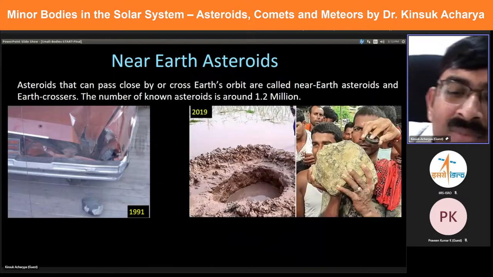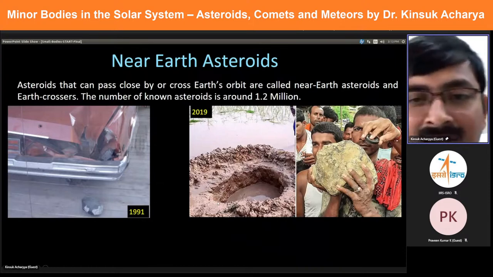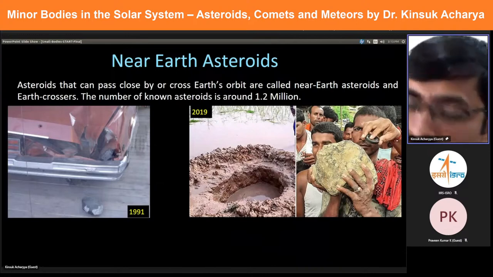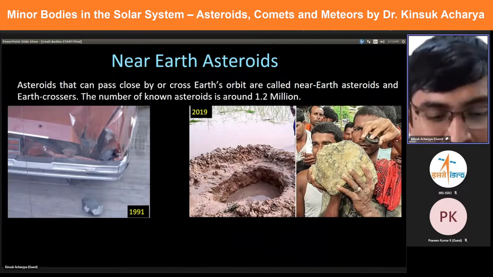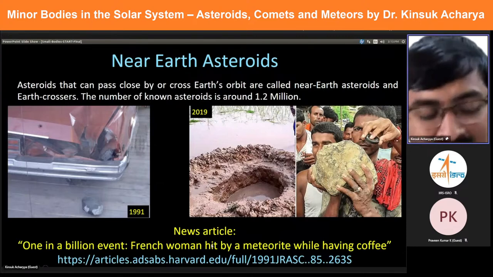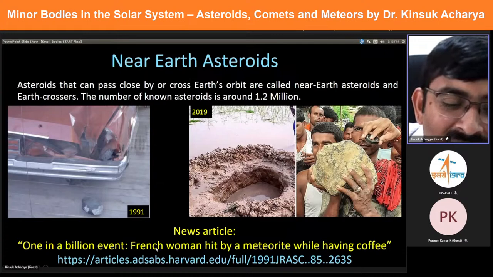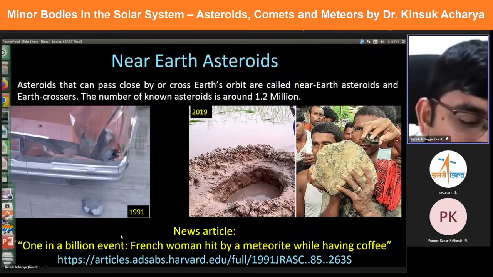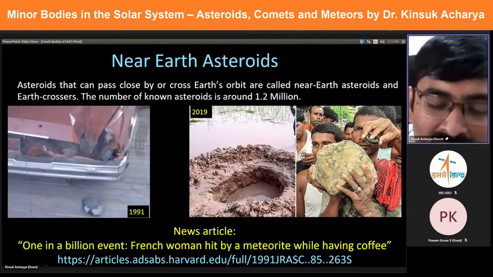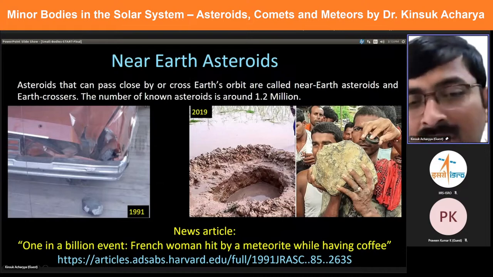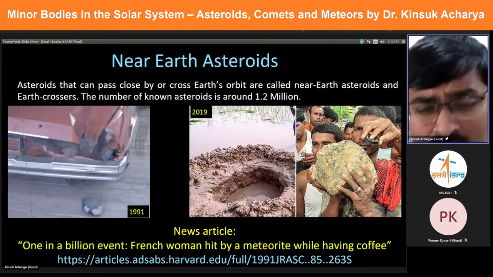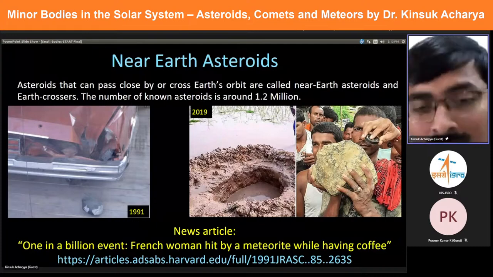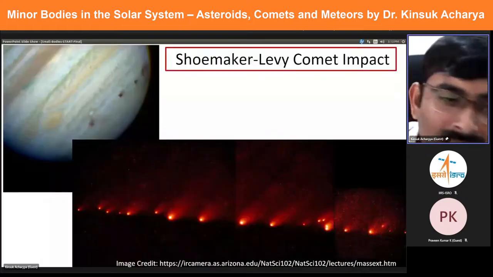Just in 2019 in Bihar, people were working in the field, and a big asteroid landed in the field. So you can understand if they hit a person or a building, it can make significant damage. And in this month itself, some of you might have seen a 1 in a billion event, a French woman hit by a meteorite while having coffee. This is a news article, you can Google it and find it. There is a list of some of these damages people can find. So therefore near Earth asteroids are a special category which we have to pay attention to.